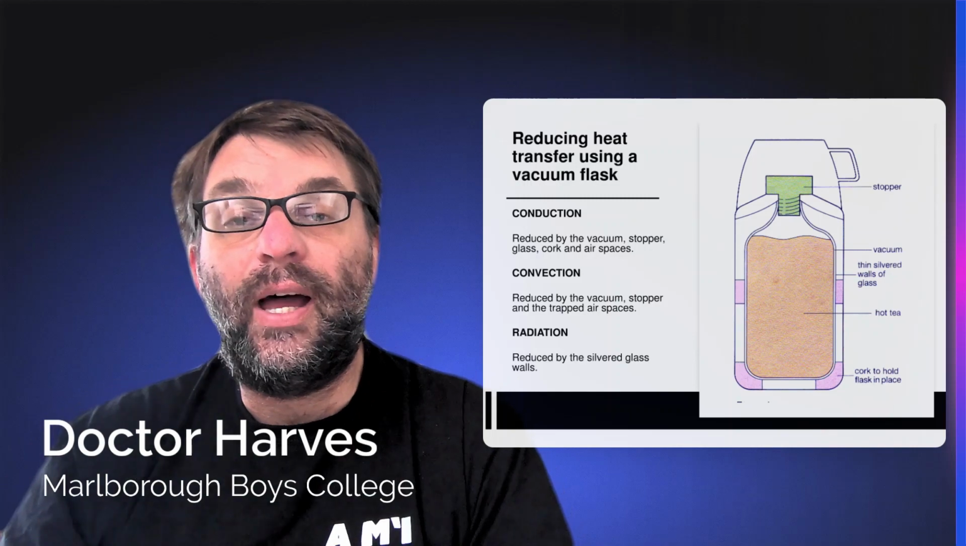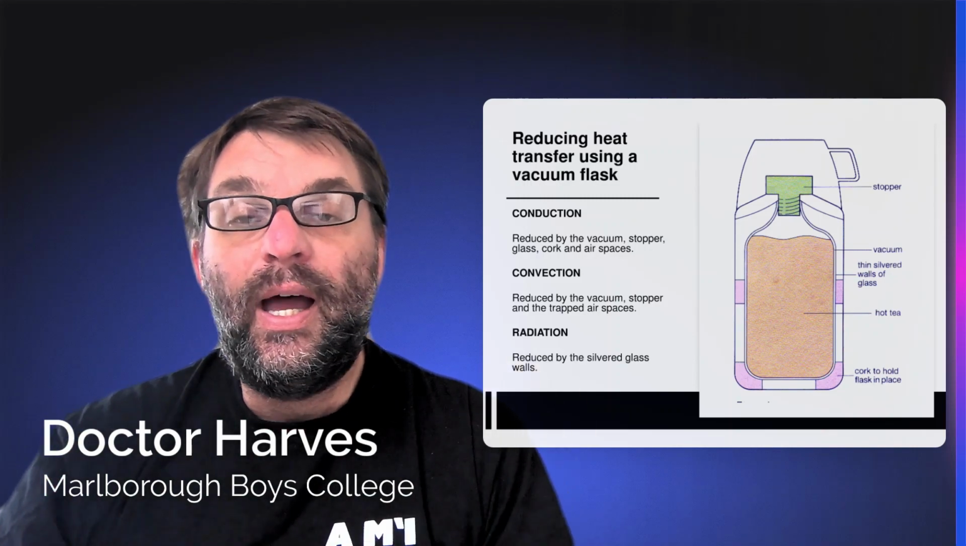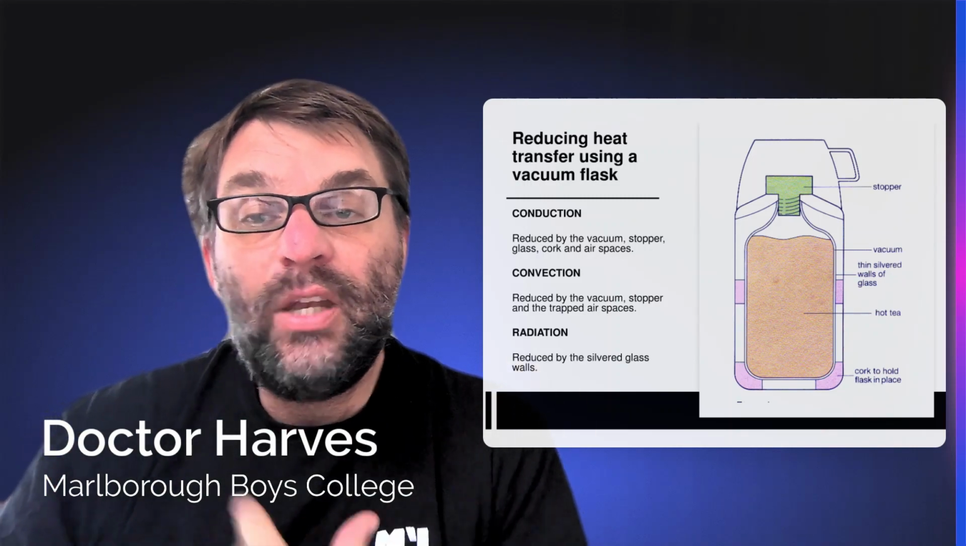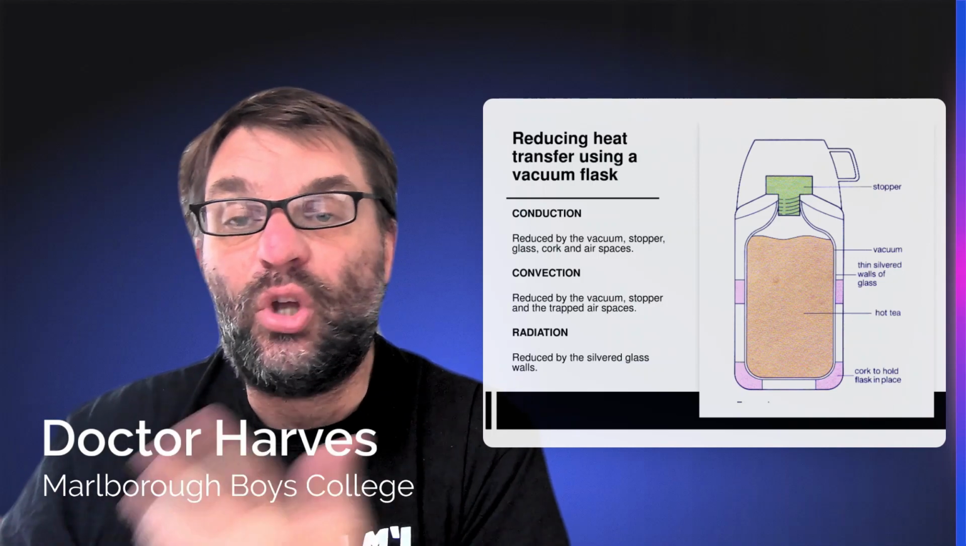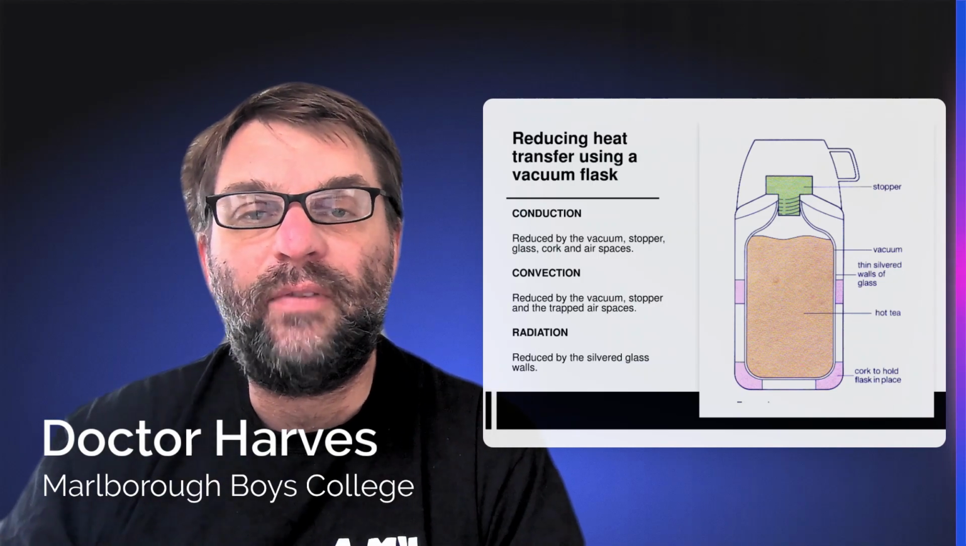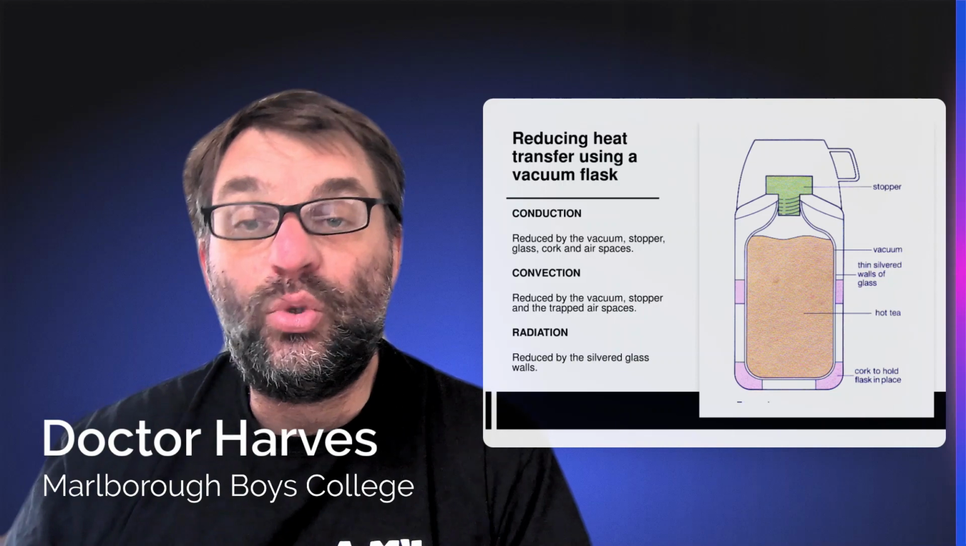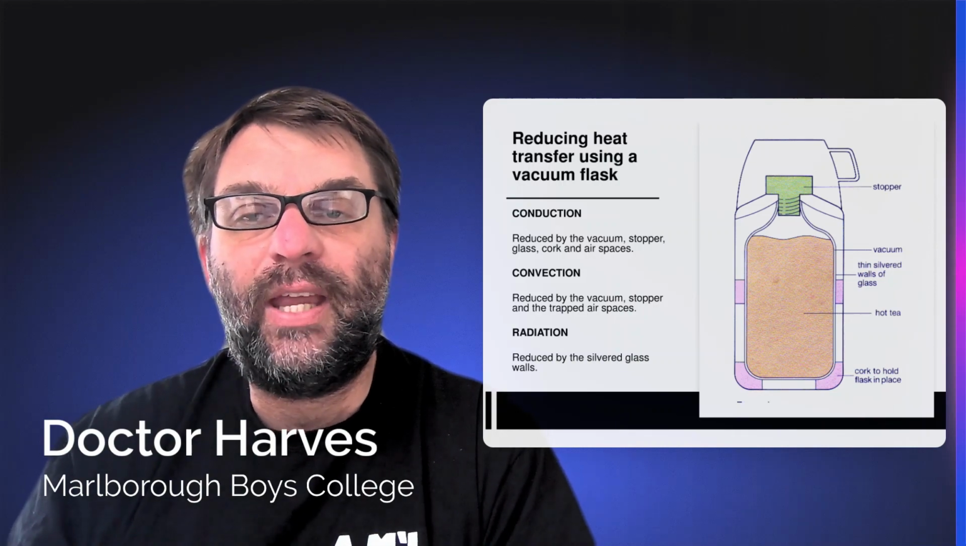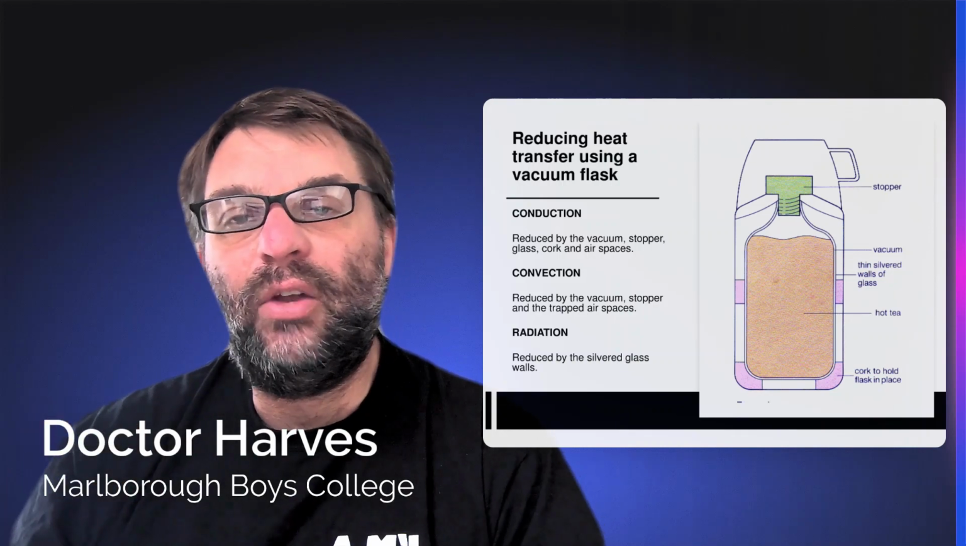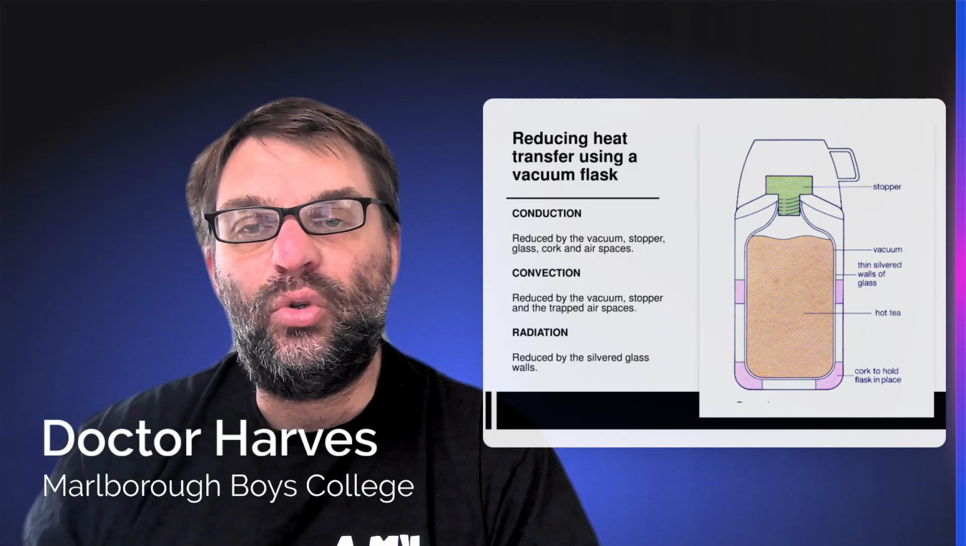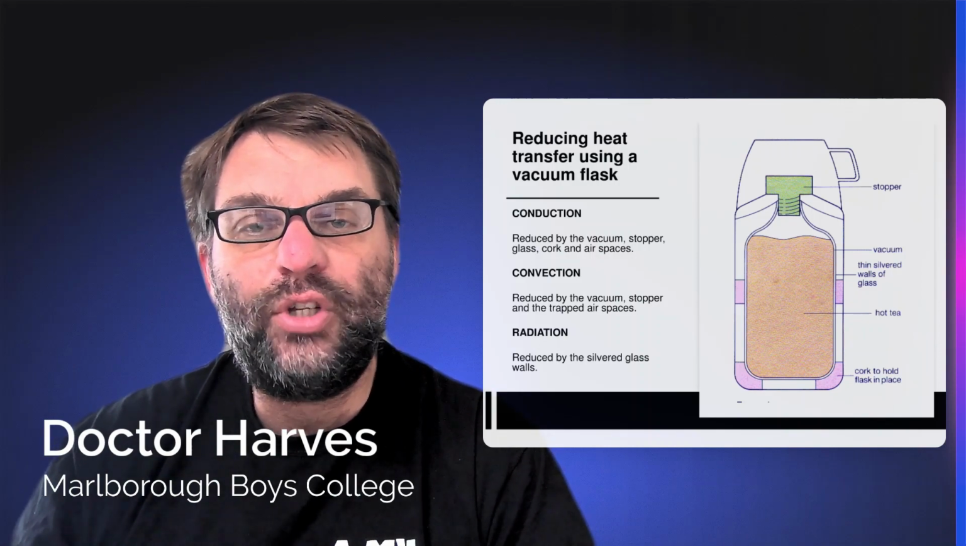In order to reduce the heat transfer by convection, again we have the vacuum, okay, so there's no particles, so it's impossible for it to occur by convection. Again the stopper, and also the trapped air spaces again, because again we've learnt that air is a very good insulator when it comes to transferring heat, very poor at doing it.